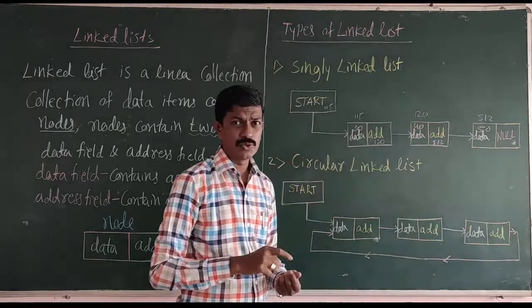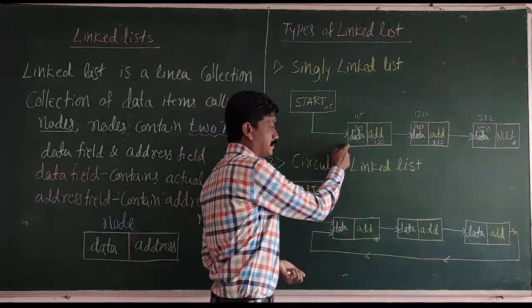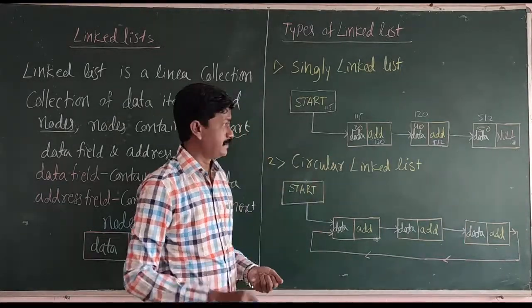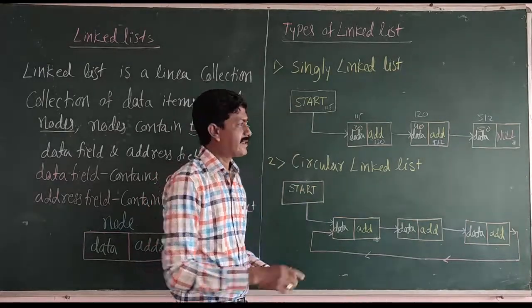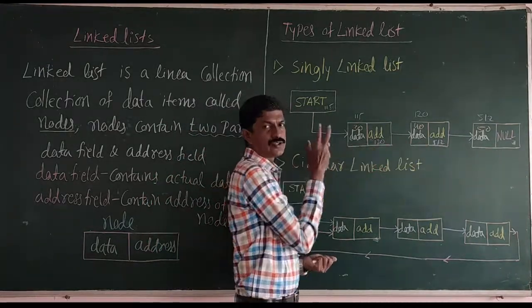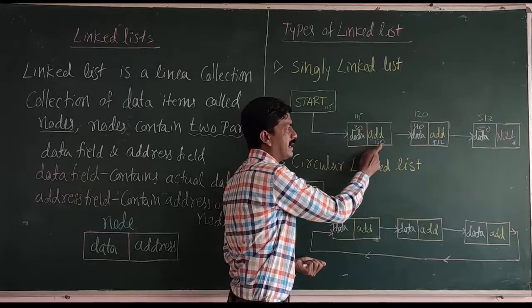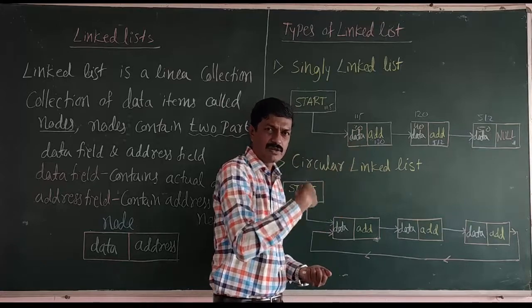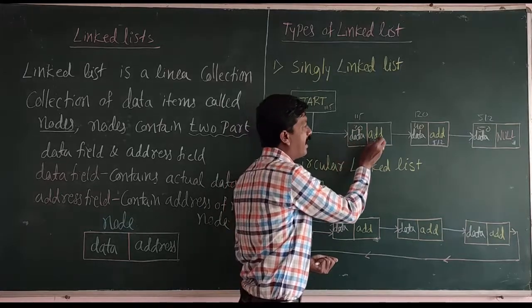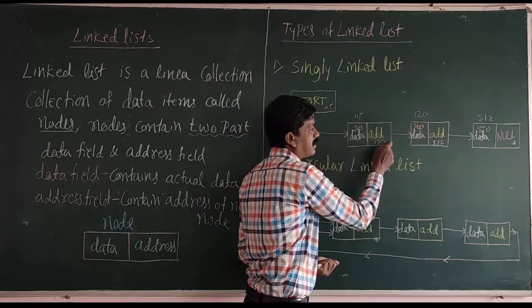512. Now you want to know how it is working in a computer. A single linked list is simply a linear collection of data items called nodes. A node contains two parts: the data field and the address field. The data field contains the actual data item we want to store in that data structure. The address field contains the address of the next node.